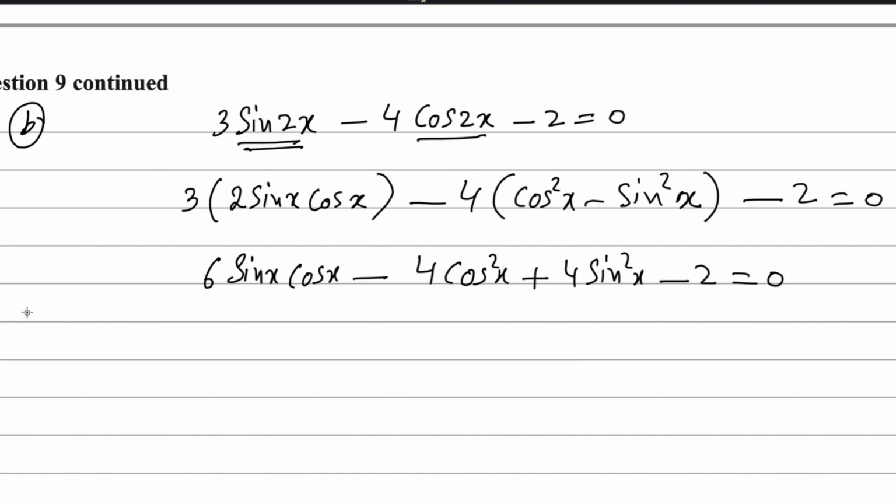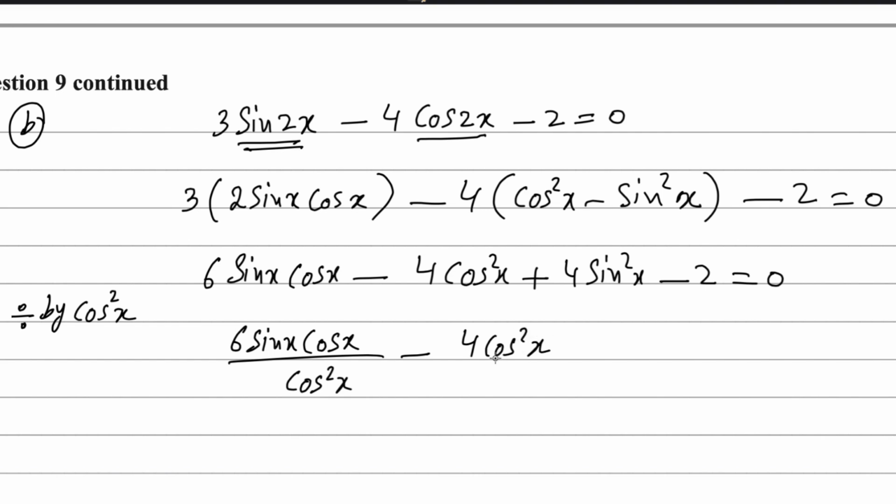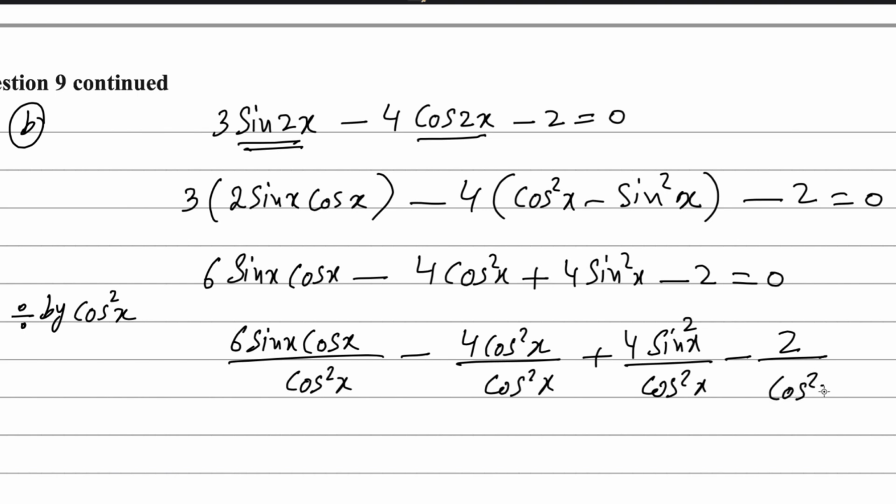So let's see how to simplify this one. We divide each and every term by cosine square x. Actually we want to form our equation in terms of tan. So 6 sine x cosine x divided by cosine square x, minus 4 cosine square x divided by cosine square x, plus 4 sine square x divided by cosine square x, minus 2 over cosine square x equals to 0. Now this cosine square will cancel with the power and it is left with sine over cosine, which is tan.